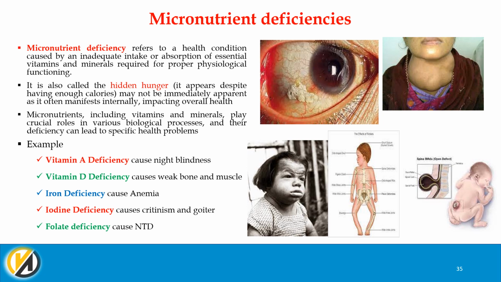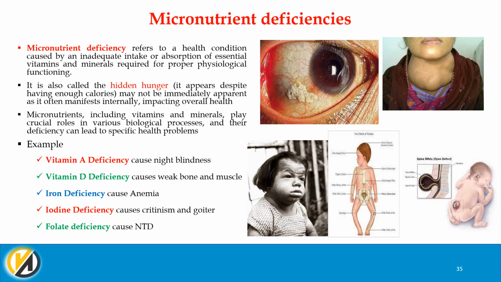Micronutrient deficiencies. Micronutrient deficiencies refer to health conditions caused by an inadequate intake or absorption of essential vitamins and minerals required for proper physiological function. Micronutrient deficiencies can also be called hidden hunger. We call it hidden hunger because it appears despite having enough calories, and sometimes may not be immediately apparent as it often manifests internally and impacts overall health.